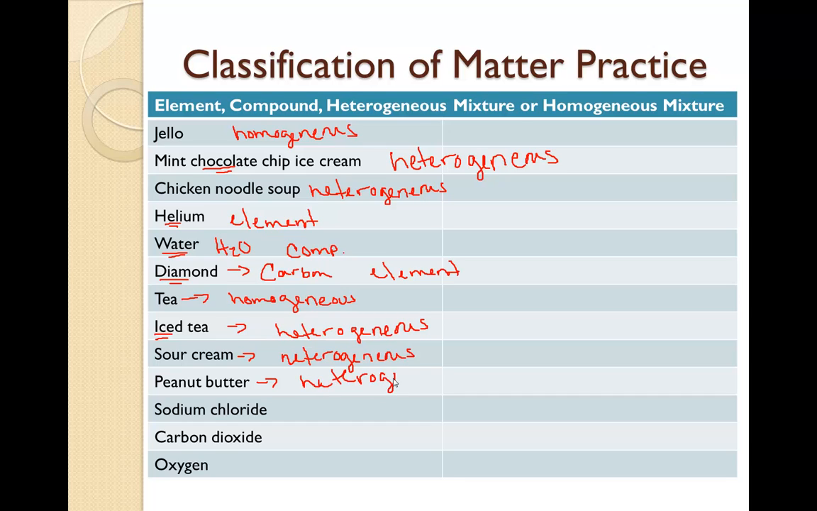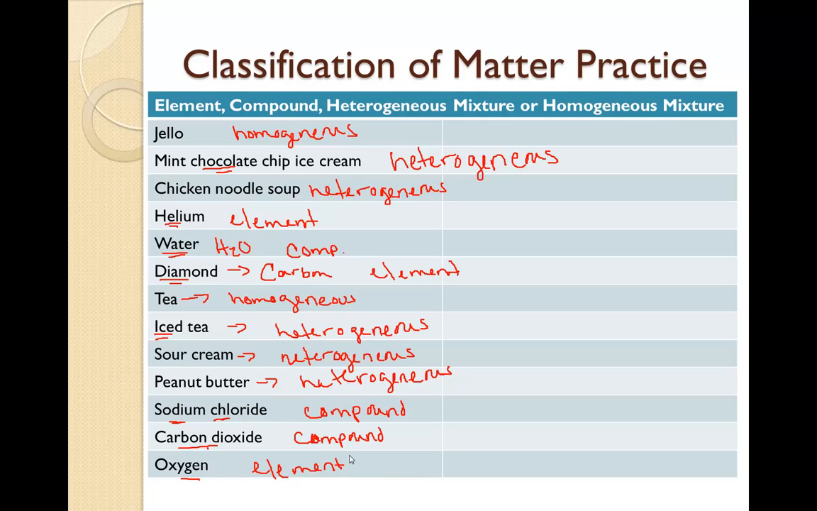Sodium chloride is sodium and chlorine bonded together, and that's a compound. You have to have a chemical reaction to separate those. Same with carbon dioxide. And finally, oxygen you will find on the periodic table, meaning that it's an element. And those are some reviews of the classification of matter.